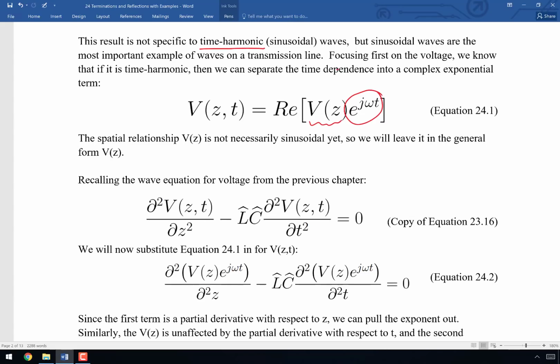So let's go back to our wave equation from the previous chapter, equation 23.16. We remember that we derived the telegrapher's equations, or we call them transmission line equations.